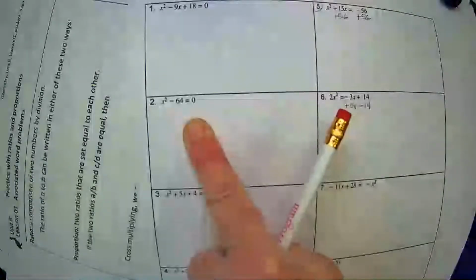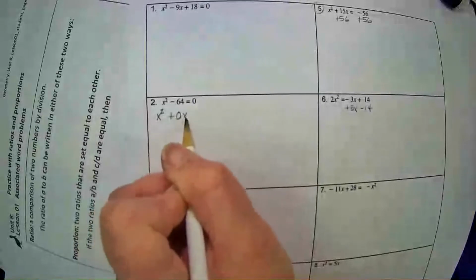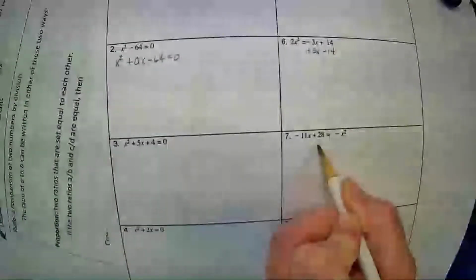What do you do on something like this? What's the middle term? And then -8. There you go. You remembered the shortcut. If you don't remember the shortcut, it's got a 0x minus 64 equals 0. Okay, what do we need to do here? Add x squared. Okay, that one's good to go.